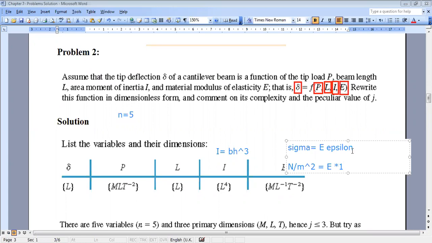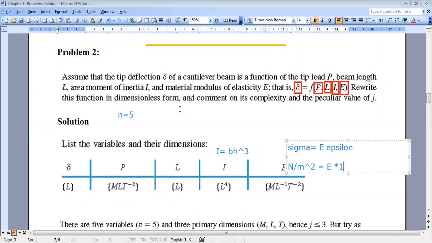The first step, you count the variables involved in your problem. You have 5 variables involved here: delta, P, L, I, and E. So the first step, you count your variables: 1, 2, 3, 4, 5. So you set n equal to 5. N represents the number of variables involved in your problem. This is the first step.